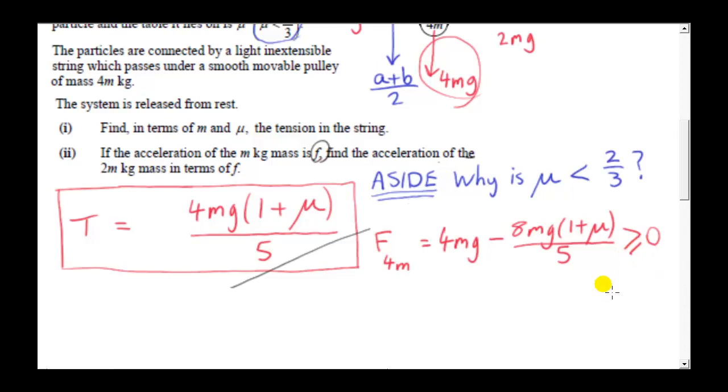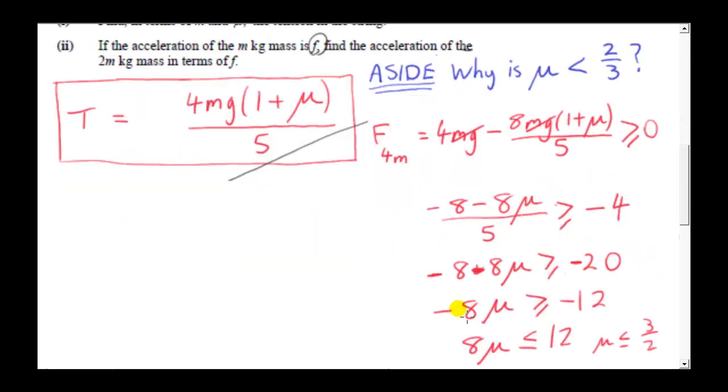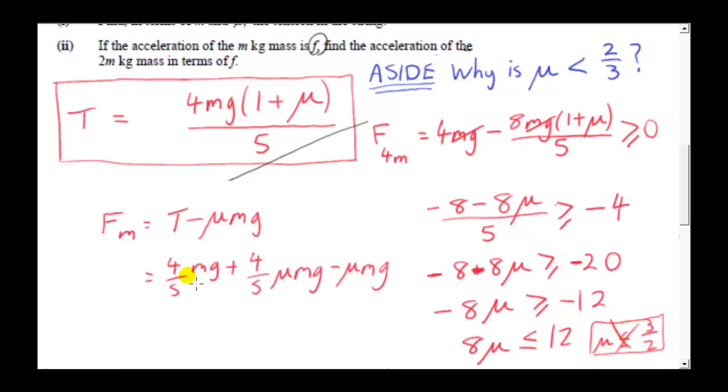Well, of course, the resultant force could also be 0. That's a possibility, in which case the pulley doesn't move at all. Okay, so solving this inequality leads us to mu less than or equal to 3/2. But mu is normally a number between 0 and 1. So it's always going to be less than or equal to 3/2. So this isn't very useful.